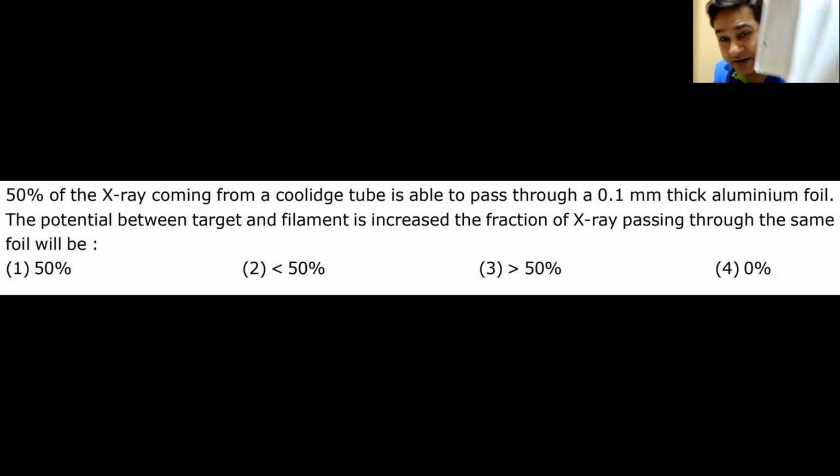Yes, sir. So 50 to 100, the number has increased, but has the percentage increased? No. Because the percentage of X-rays which will pass through this sheet depends on the energy of the X-rays. If I don't change the energy, how do I change the percentage? Yes or no? Yes, sir. Have I changed the energy of the X-rays? No, sir. I have only changed the number of X-rays. I have not changed the energy. And hence the answer would be A, only 50%.